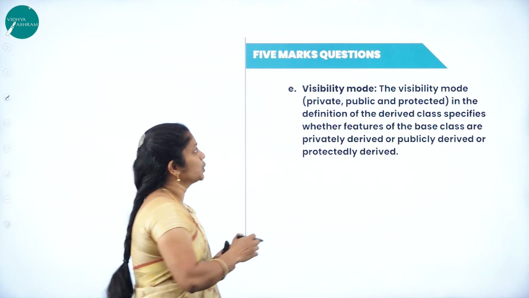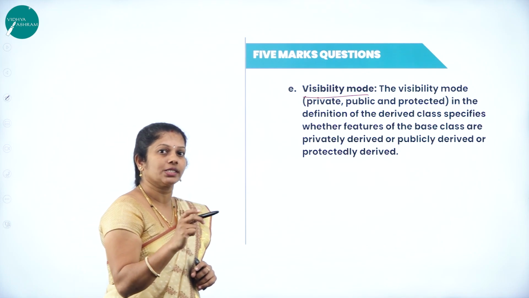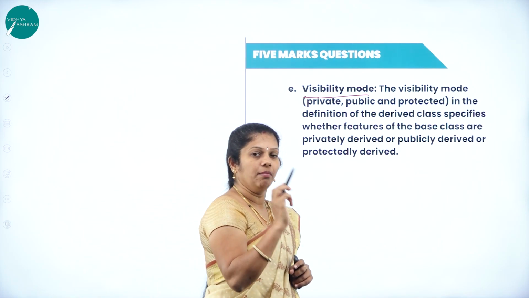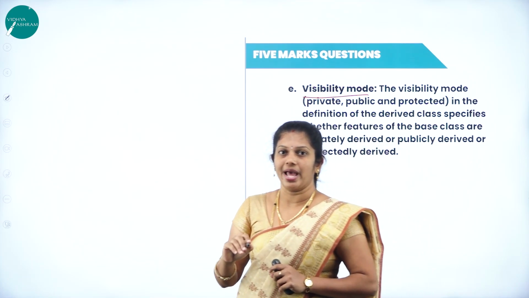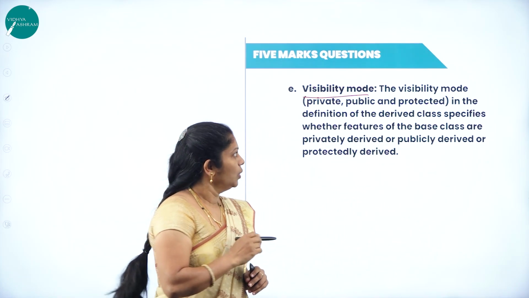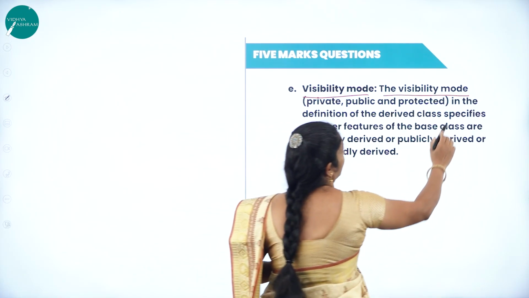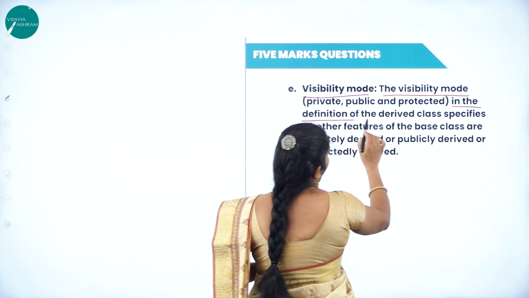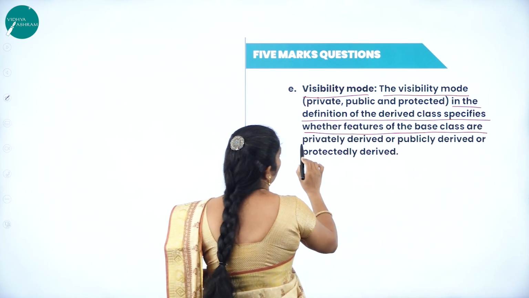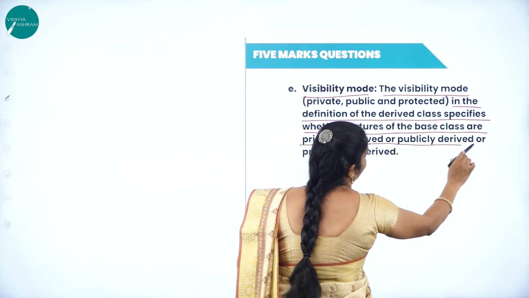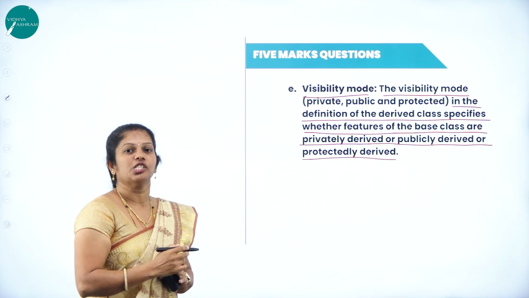The next one is visibility mode. Already I told you, visibility mode controls the access specifiers of the members of the base class in the derived class. There are three visibility modes: private, public and protected. The visibility mode in the definition of a derived class specifies whether the features of the base class are privately derived, publicly derived or protected derived. Mainly it specifies that.